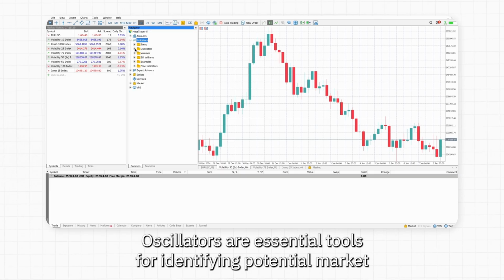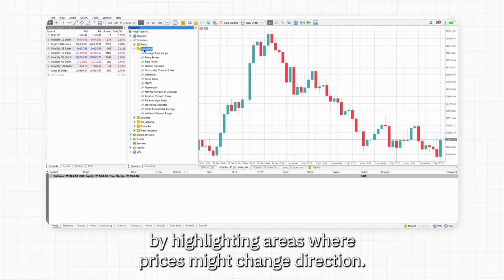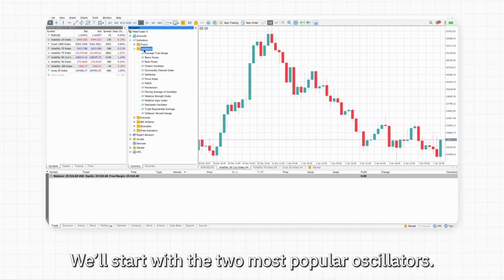Oscillators are essential tools for identifying potential market reversals and overbought or oversold conditions. They help traders make informed decisions by highlighting areas where prices might change direction. We will start with the two most popular oscillators.